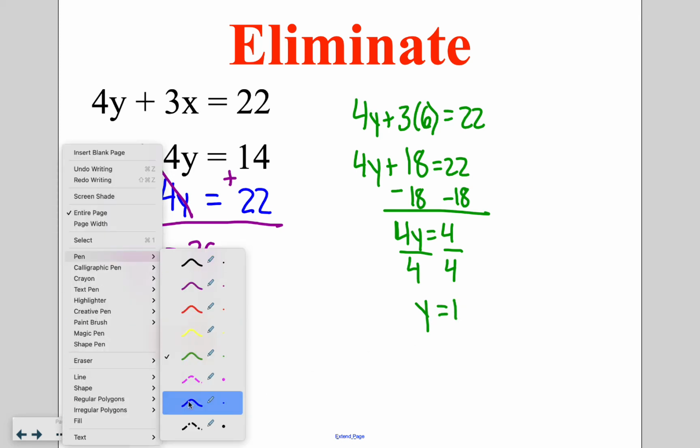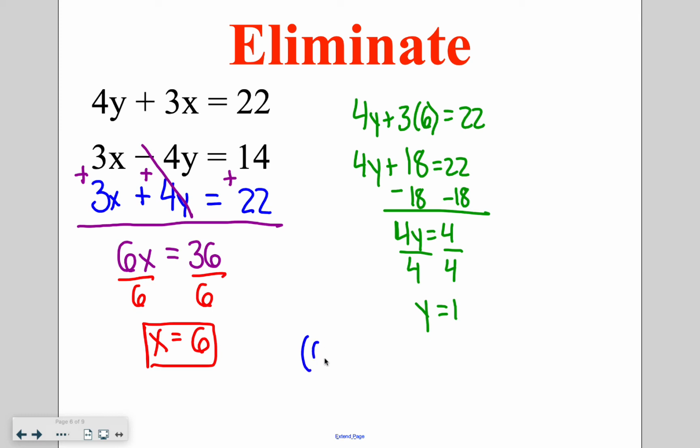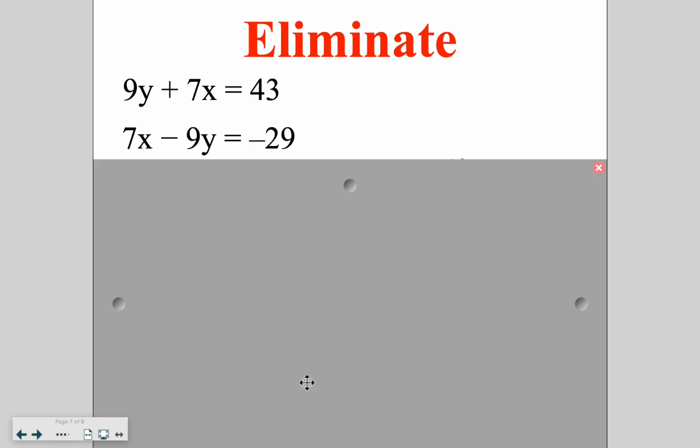Then I need to put it into my coordinate format, which is going to give me my final answer of (6, 1) as the point of intersection for these graphs. Go ahead and try this one on your own.